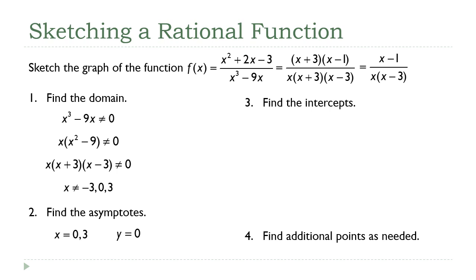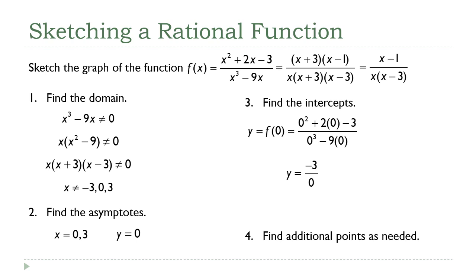All right, so how about the intercepts? To find the y-intercept, I'm going to calculate f of 0. I'm going to put 0 in for x. If I substitute 0 into that big formula, we get 0 plus 2 times 0 minus 3 over 0 cubed minus 9 times 0. And now something interesting happens here. That simplifies to negative 3 over 0, which is undefined. So what that means in practical terms is there is no y-intercept.